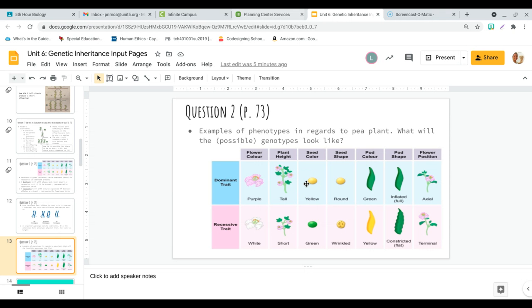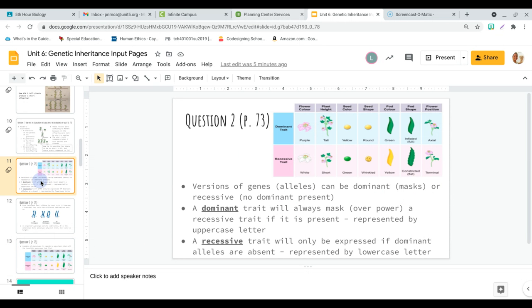So these are examples of phenotypes in regards to a pea plant. So the phenotypes are all listed here. So here are all the physical traits up here, and they all are going to have a specific genotype or letters that are going to help represent their traits. And these are all of the different phenotypes that Mendel looked at.